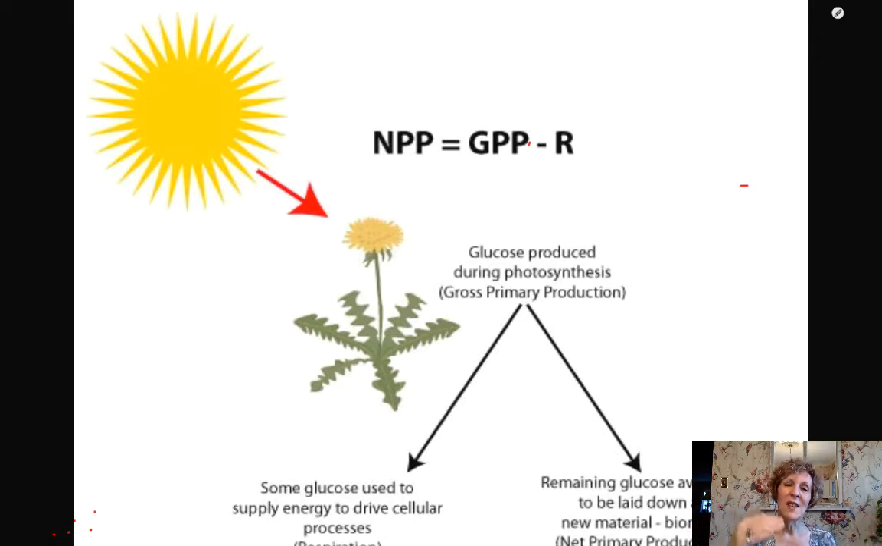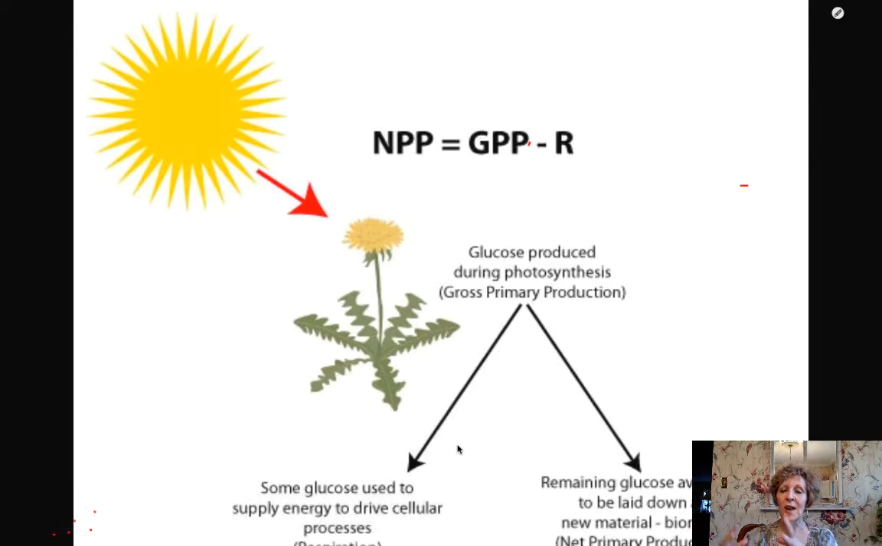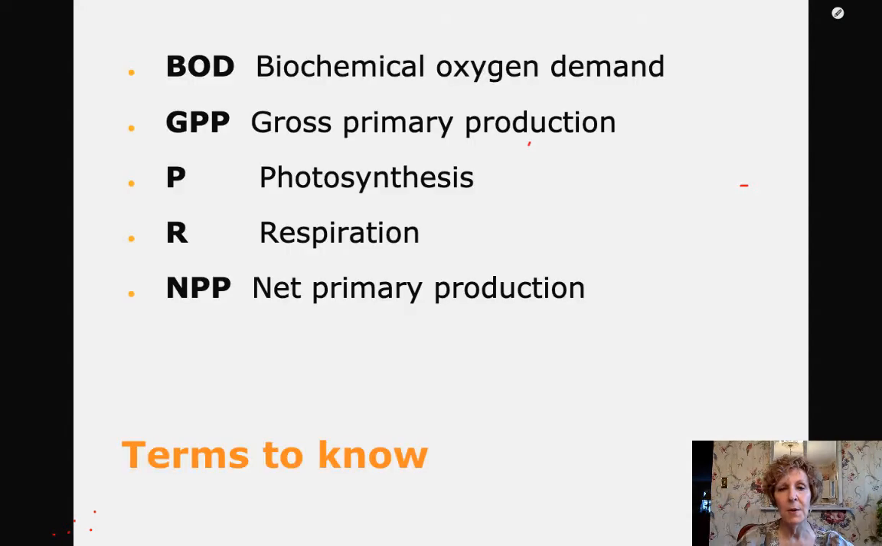But just like your gross paycheck, we take some out, and what is actually left over for the other organisms in the energy pyramid is the net primary productivity. And so we have to take out the cellular respiration that the producer uses themselves. Some of the glucose that is produced is taken out during cellular respiration, and the remaining glucose available that is going to be laid down as new material or biomass for all the organisms in the above trophic levels is called our net primary productivity.